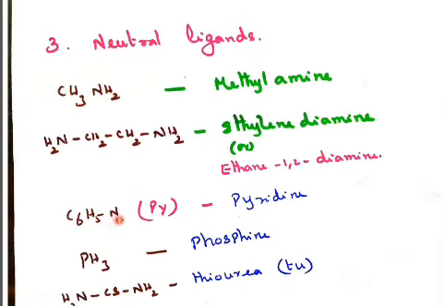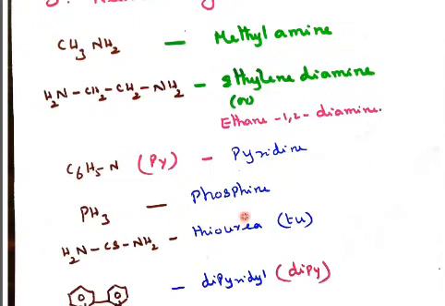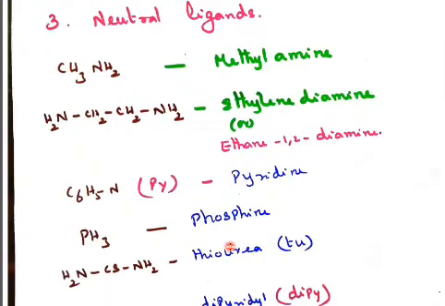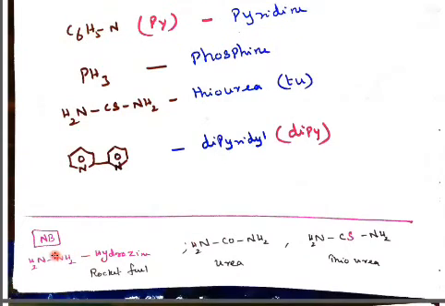C5H5N is called pyridine. The short form is PY. Pyridine, PY. PH3 is phosphine. So these are neutral ligands. Say them as they are named. Then NH2CSNH2 is called thiourea. For this, a small illustration for you to remember thiourea: I already told you NH2NH2 is called hydrazine. I told you it is used as rocket fuel. So rocket fuel is called hydrazine. Remember rocket fuel, that is NH2NH2, hydrazine.